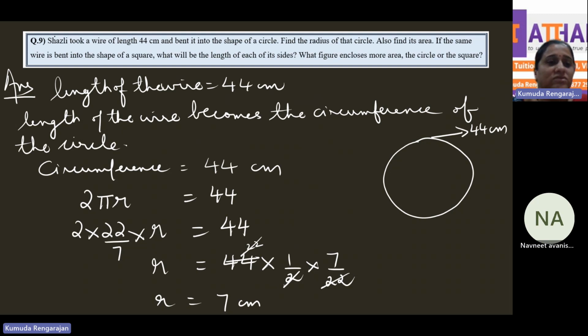Now let's read the question. See here, from here to here: Shazli took a wire of length 44 centimeters and bent it into the shape of a circle.